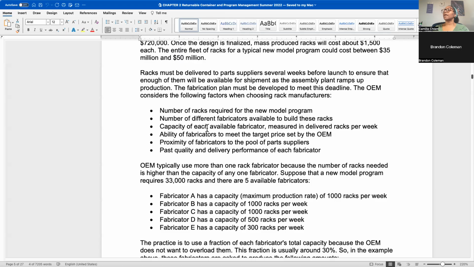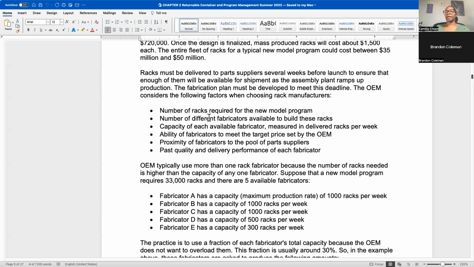All right. So, like I said, I talked about the plan to build enough racks and when to deliver them. So again, I mentioned some of the things that are important to know: how many racks are required for the entire program, how many fabricators are available to build them, so they do this bidding war, and I mentioned that the lowest bidder usually wins, but they usually end up picking a couple of companies that have the lowest bids, because not just one company can make them.